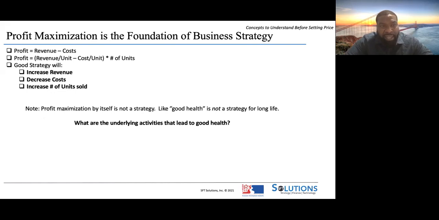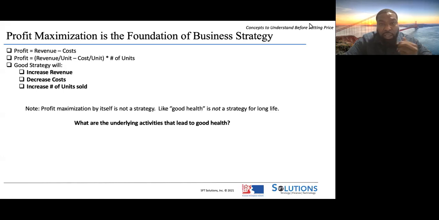So if profit maximization is the foundation of good business strategy, then a good business strategy is going to do one of three things. It's either going to increase revenue, decrease costs, or increase the number of units sold. But profit maximization by itself is not a strategy, just like good health isn't a strategy, right? What are the underlying activities that you're going to do that are going to lead to good health?